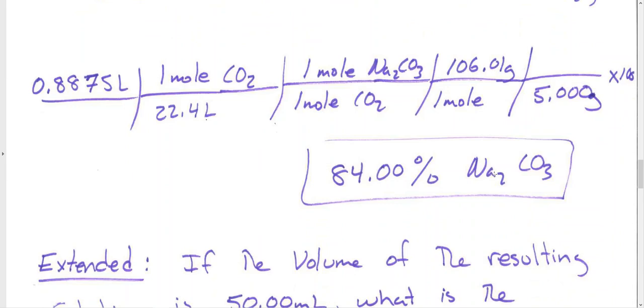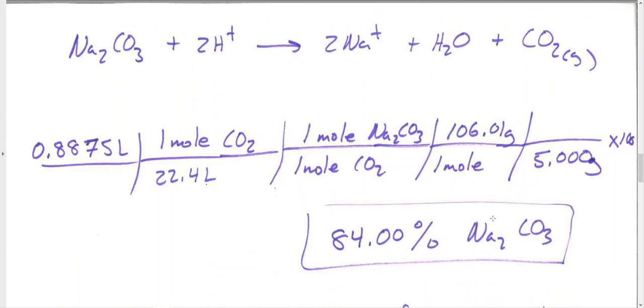So in that 5-gram sample mixture of sodium carbonate and sodium chloride, we found that 84% of that 5 grams is sodium carbonate, and that would mean the rest is the sodium chloride, all right? So that kind of answered our question.